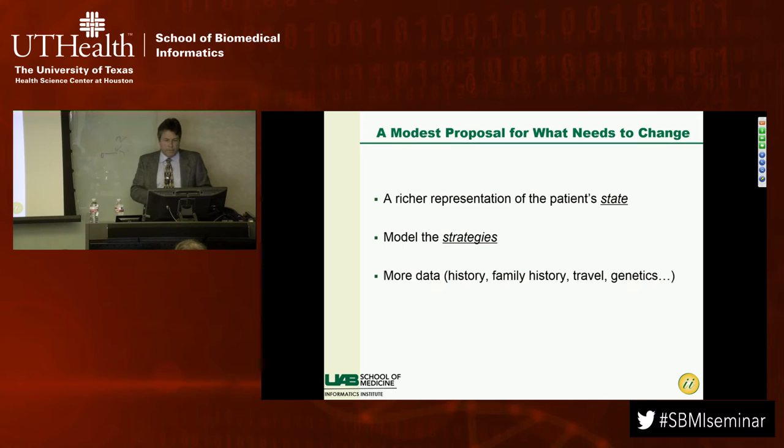And we need more data. We need history data, family history data, travel information. We want to know, was this patient just in Western Africa? Is this a place where we need to worry about communicable diseases in that area? And patients' genetics. There's a lot more data we have to get, and we have to fill in those gaps and get much more detailed data.